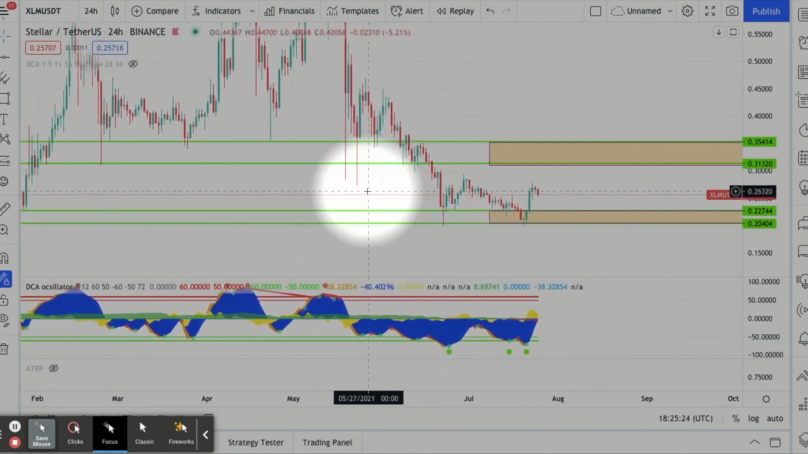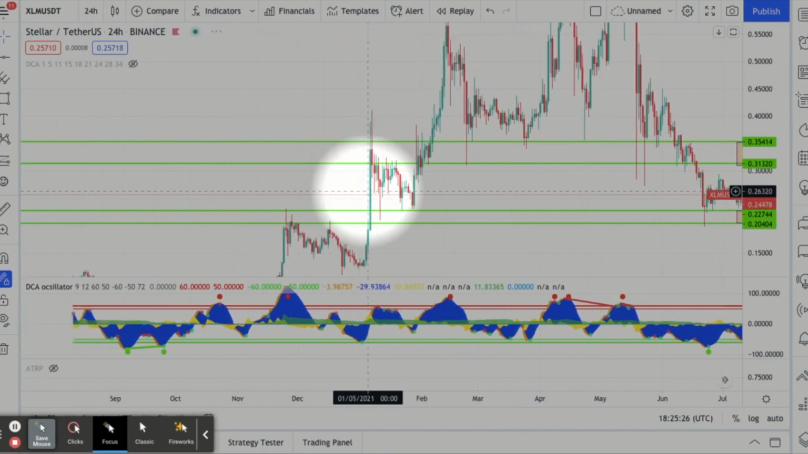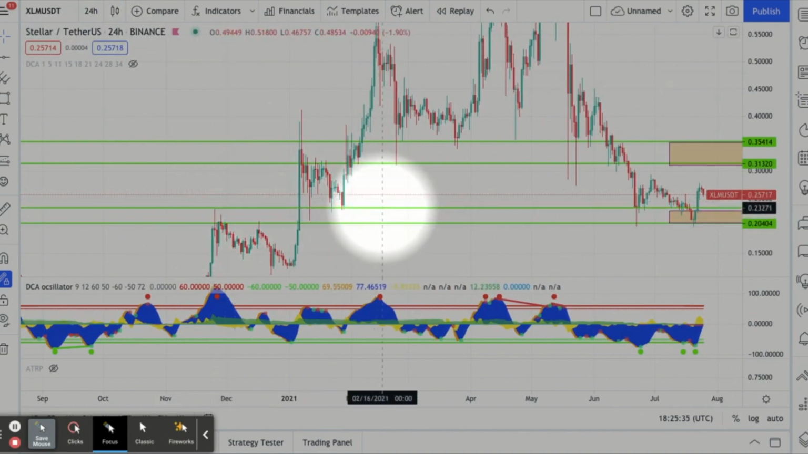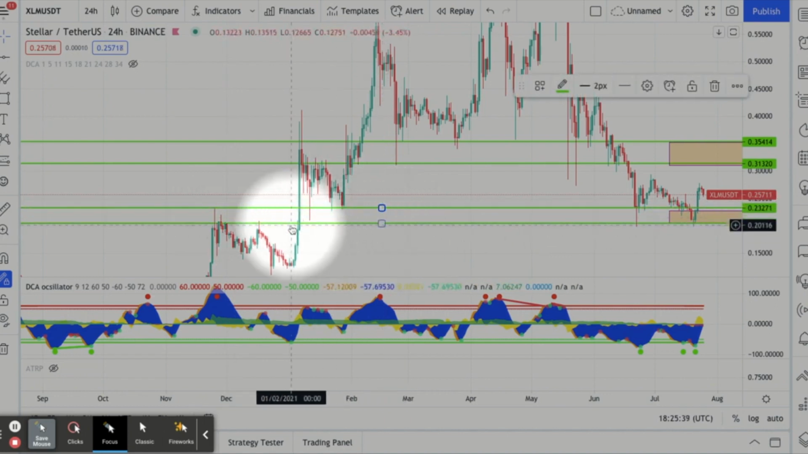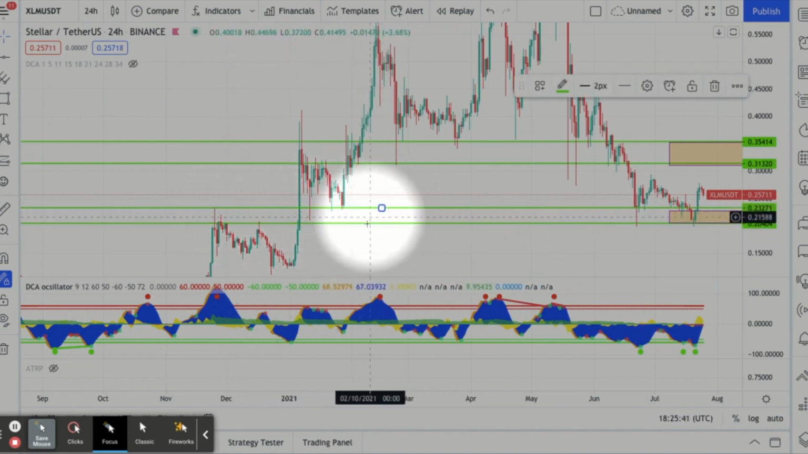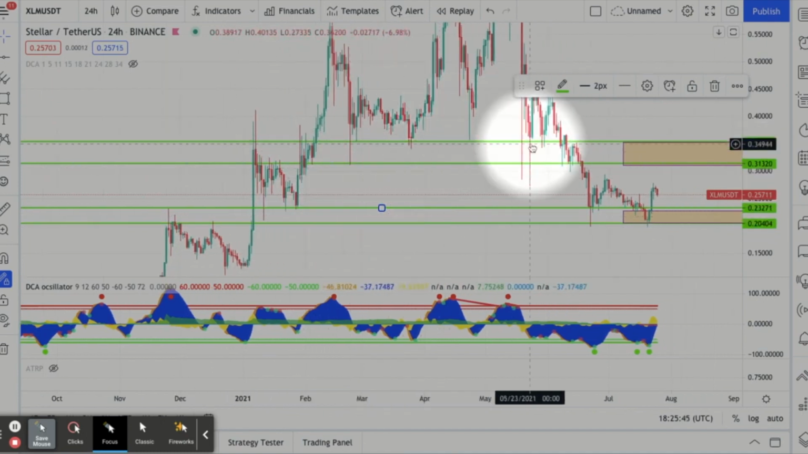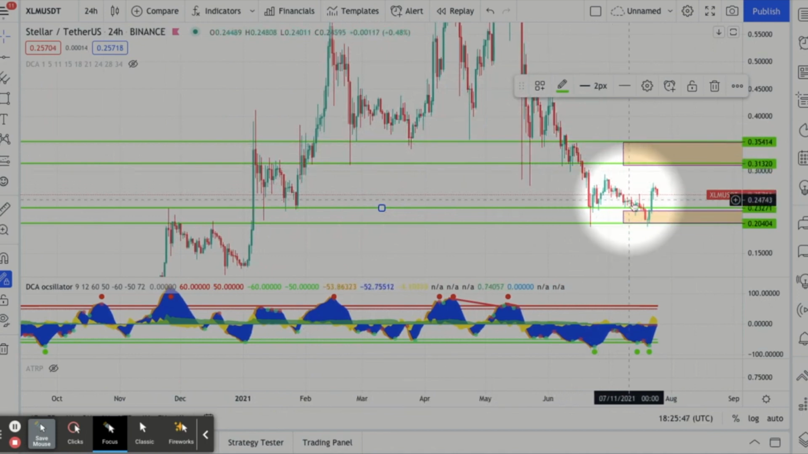Okay, so what I've done is I've kind of gone to the past. Again, I'm on a 24-hour chart. Gone to the past, and I'm looking in this area. I like this area as a support area. I'm looking for an area of support here, and we have this coming down, and it bounces here and it comes back up.